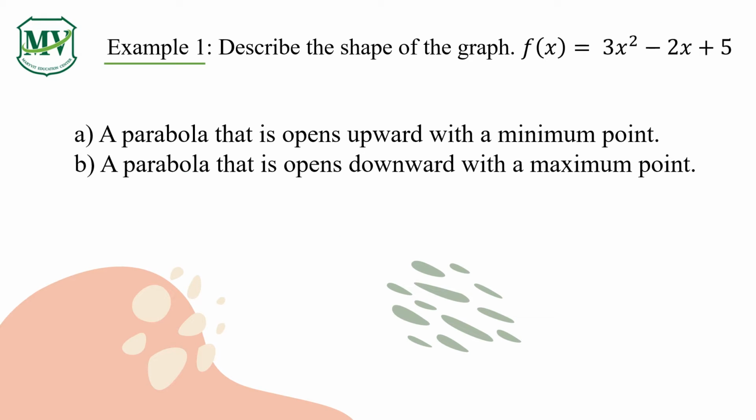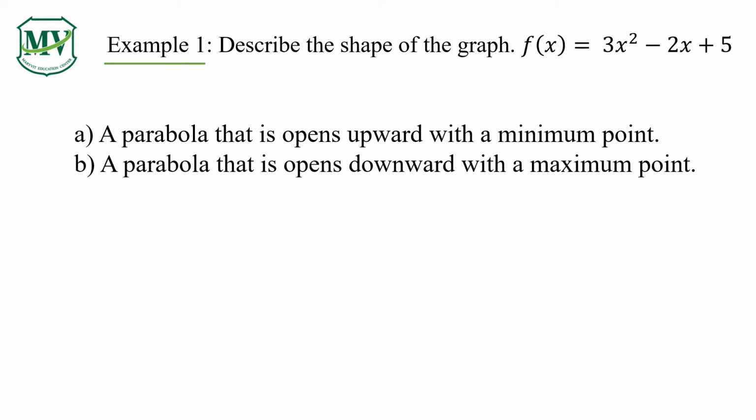Example number 1. Describe the shape of the graph of the given quadratic function. f of x is equal to 3x squared minus 2x plus 5. A. A parabola that opens upward with a minimum point. B. A parabola that opens downward with a maximum point. In describing the shape of the graph, we just need to find the value of a of the given quadratic function.